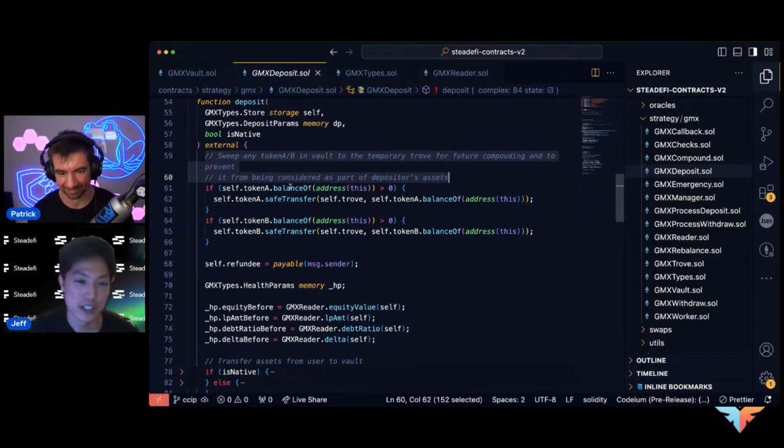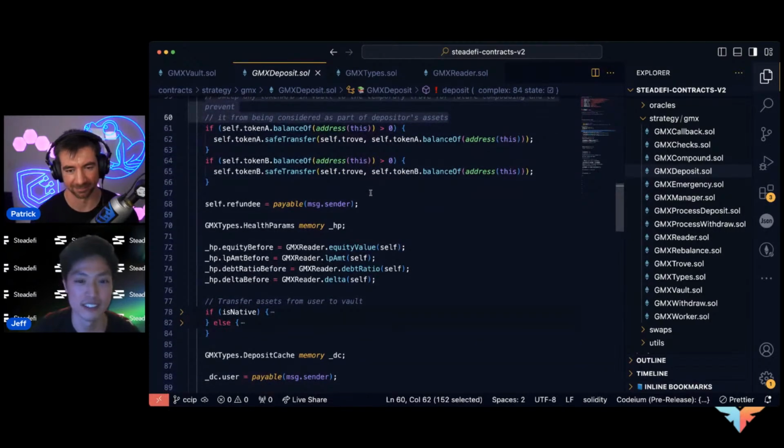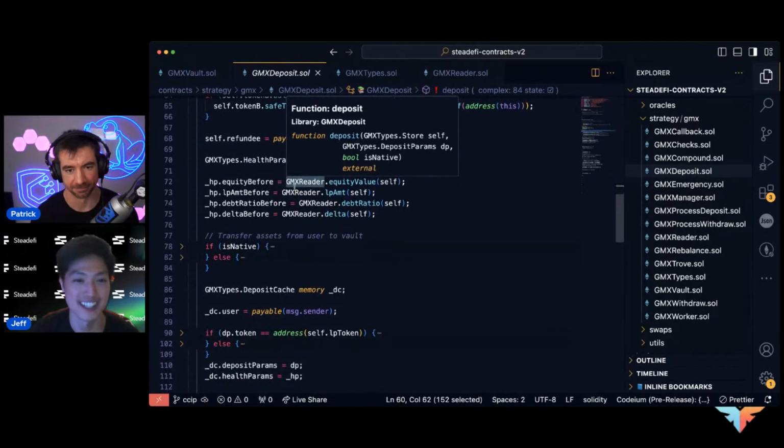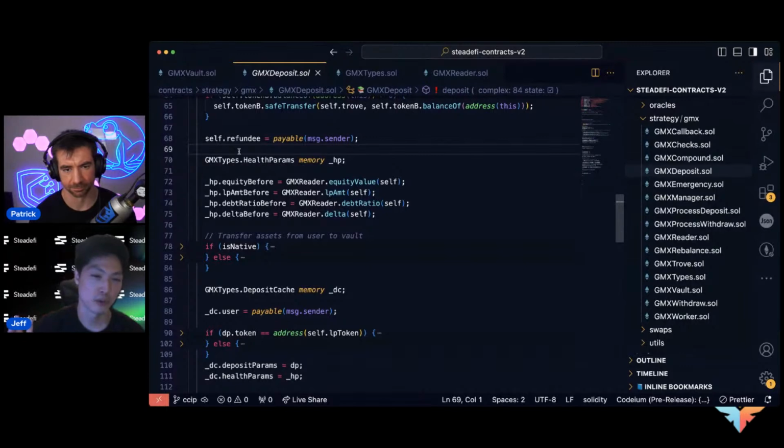Yeah. So we do this check here first to sweep tokens to a side. We call it a trove, to make it sound a little bit nicer, where the little rewards are. Then we have this thing called a refundee. And here is another very GMX version 2 thing.